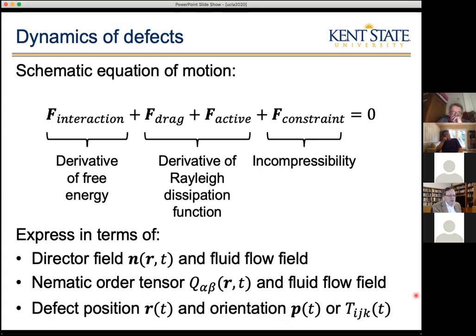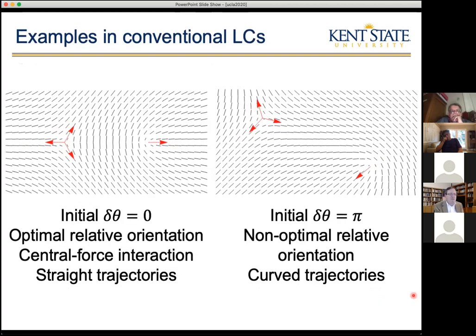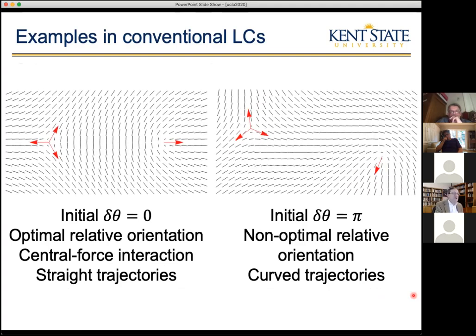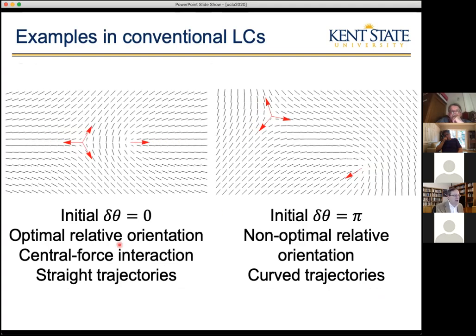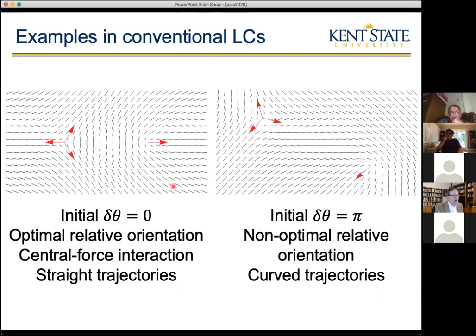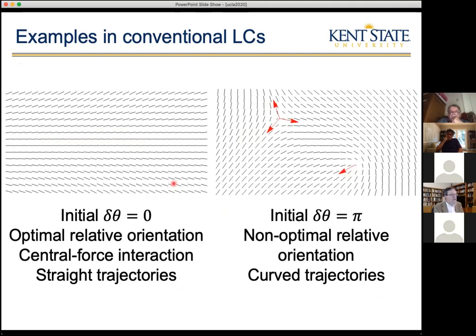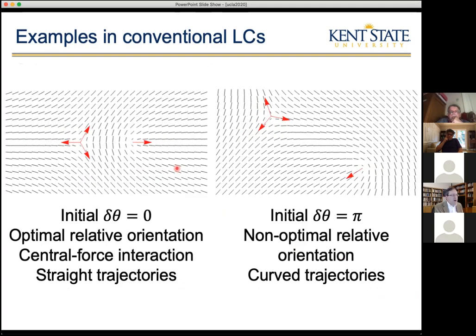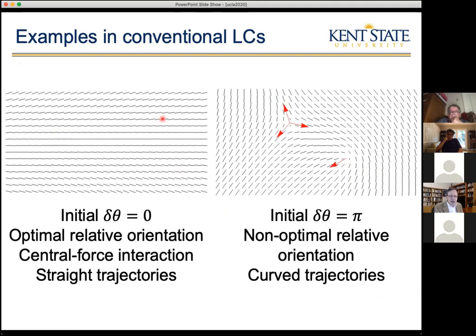I don't want to go into all the math here. I just want to show you some examples of what we get. So here are some movies for examples. First, here are conventional liquid crystals. On the left here, we have two opposite charge defects, which are attracting each other and annihilating.